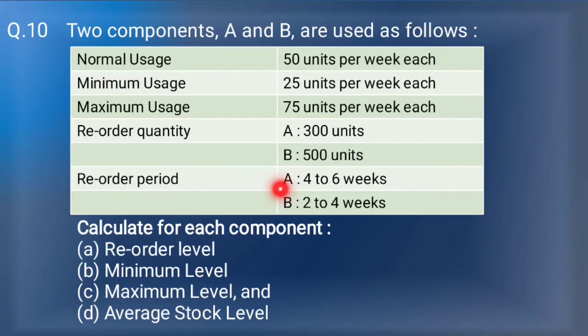Reorder period for A is given as 4 to 6 weeks and for B it is given as 2 to 4 weeks. Calculate for each component: A reorder level, B minimum level, C maximum level and D average stock level. So let us start with the solution.